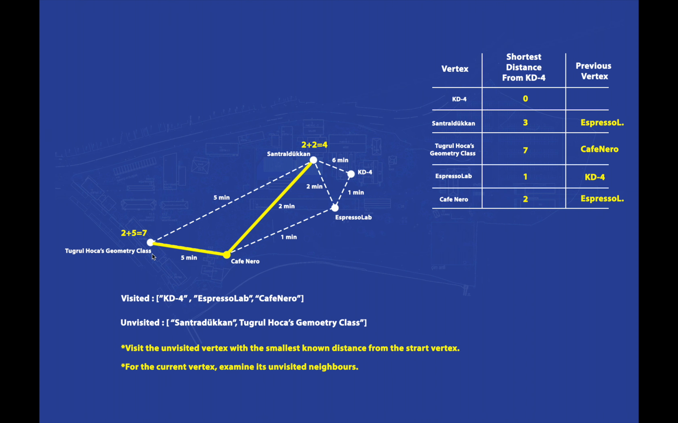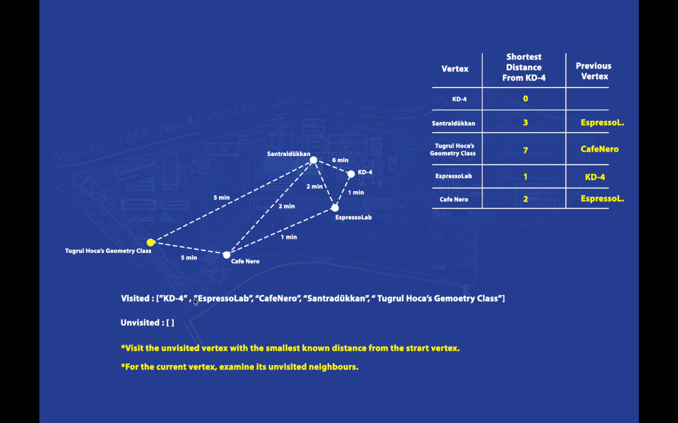After that, we go to the smallest value. So now we go to Central Dükkan, it's 3. Now we are in Central Dükkan. Of our unvisited neighbors, we have only the geometry class left. It's 3 plus 5, it's 8. We don't need to update because 7 is smaller than 8. Lastly, we came to our geometry class and we finished the whole table like that.